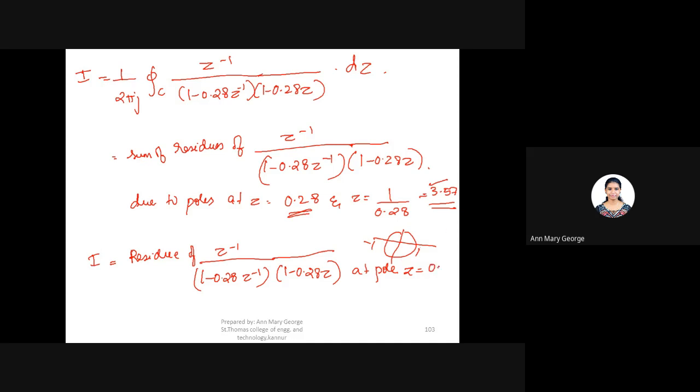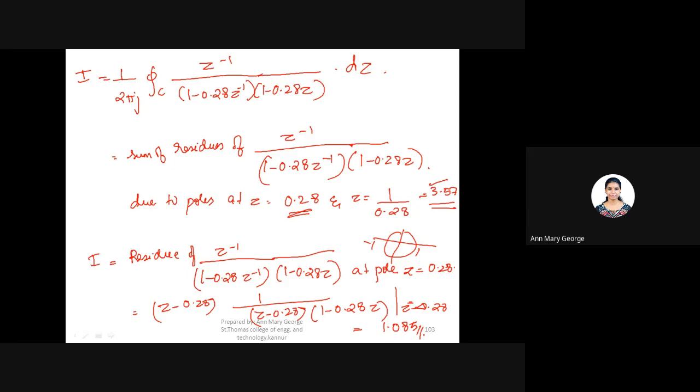0.28. Equal to Z minus 0.28 into 1 by Z minus 0.28 into 1 minus 0.28 into Z at Z equal to 0.28. After substituting, you will get I equal to 1.085.